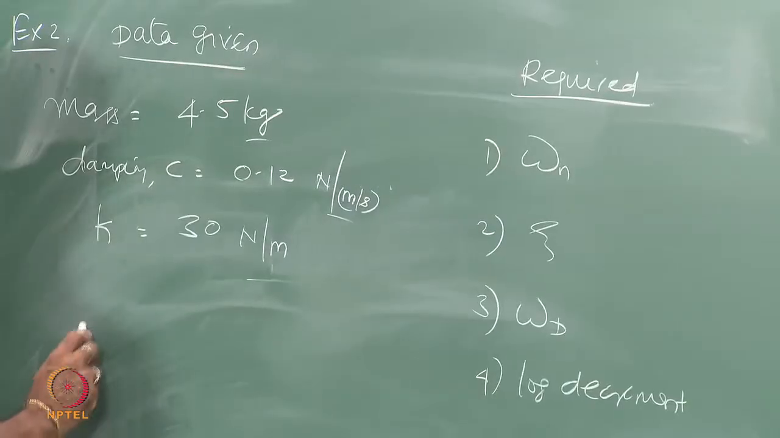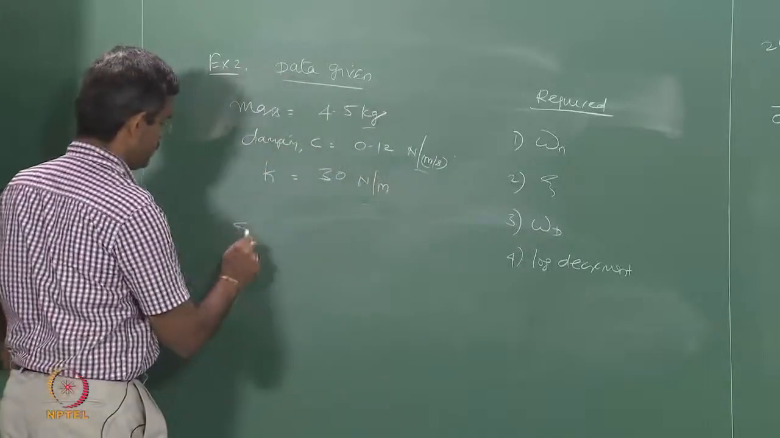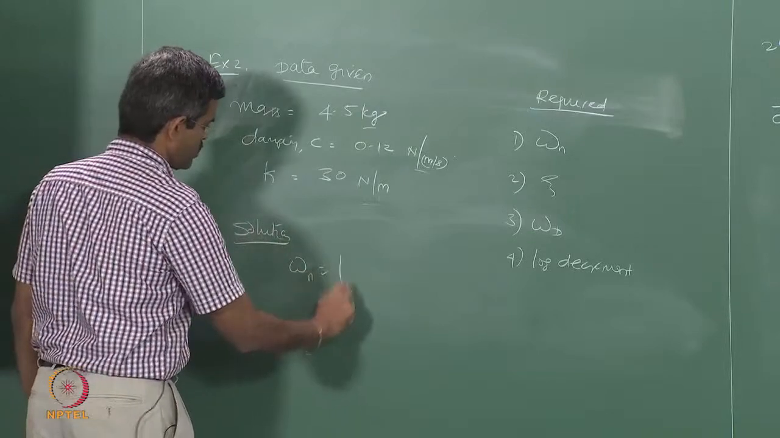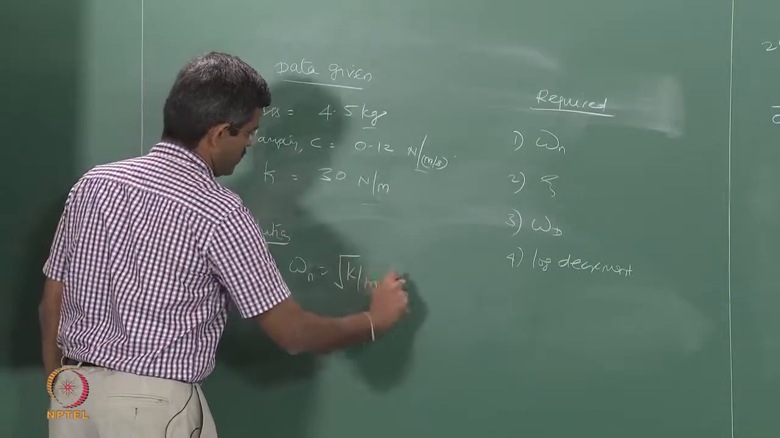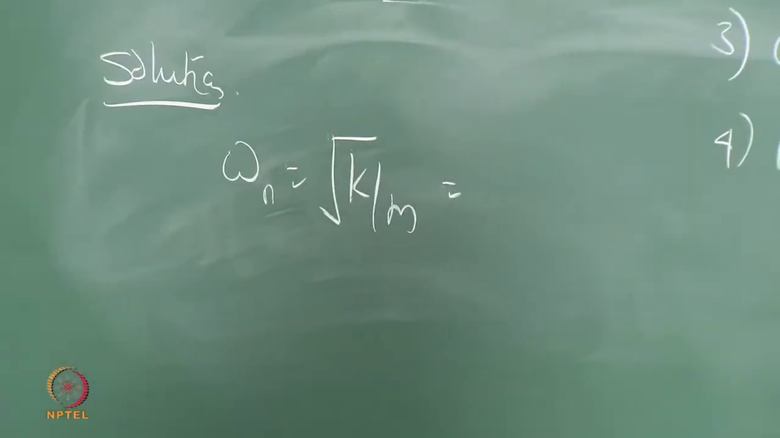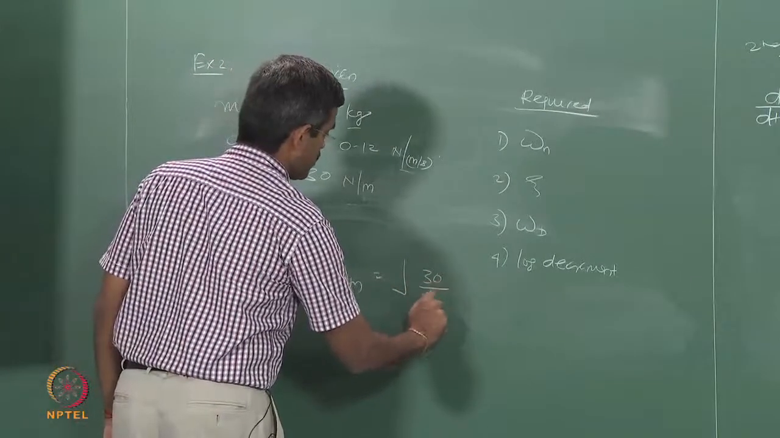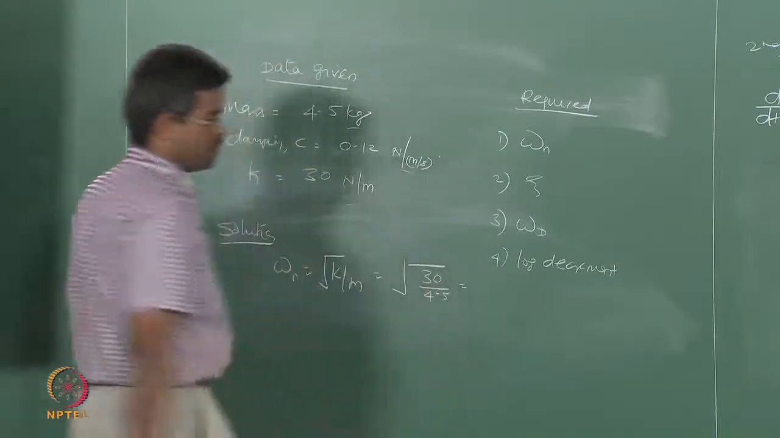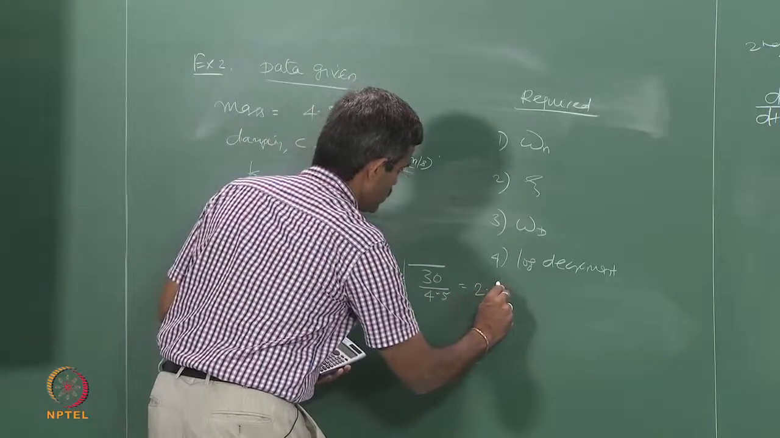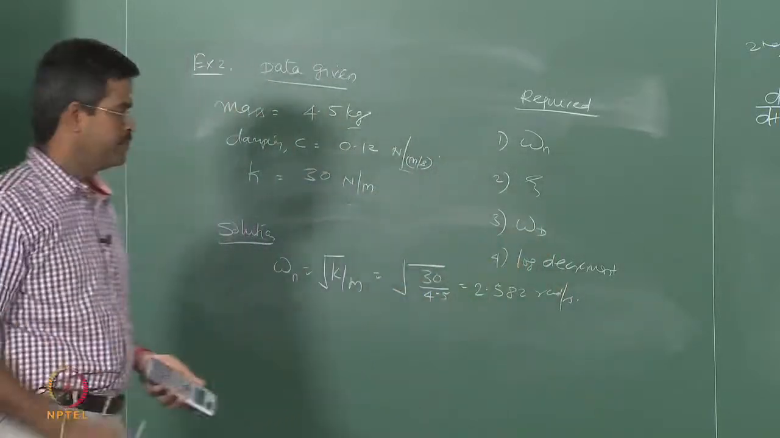So, we already know omega n, solution is simple, standard equations are there, omega n is square root of k by m. So, let us substitute k and m in the respective units and try to get the value, which is square root of 30 by 4.5, 2.581 radians per second.